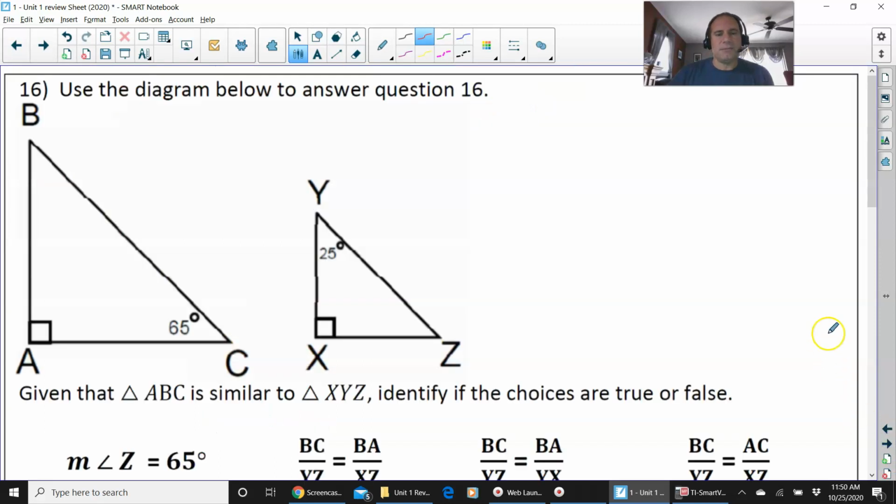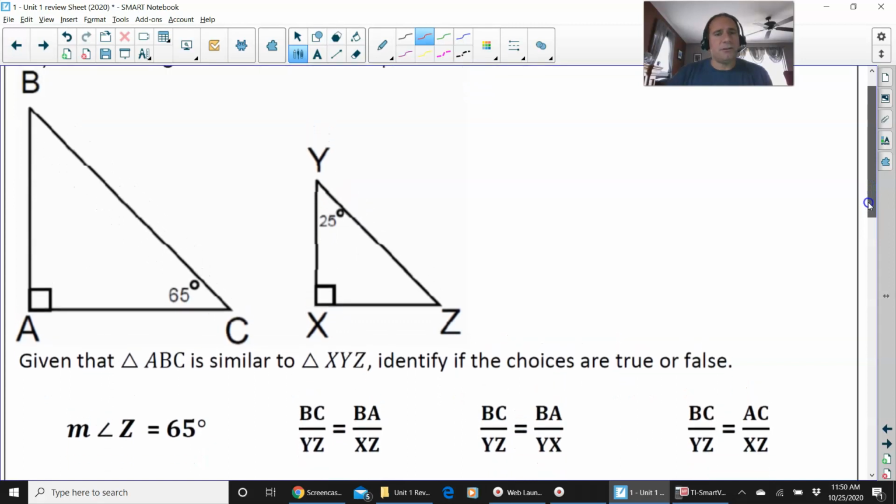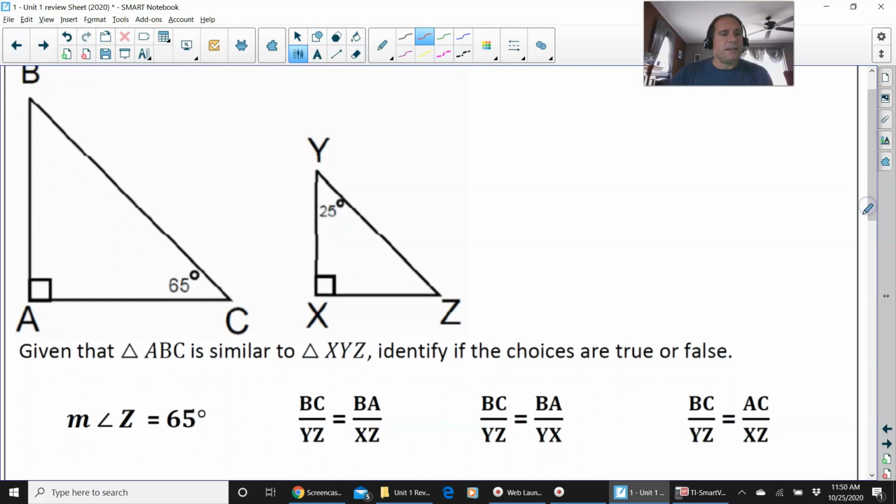We're going to go on to number 16. Use the diagram below to answer this question. Given that triangle ABC is similar, by the way, similar is a little squiggly line like that, similar to XYZ, which is this triangle, identify if the choices are true or false. Let's go through. The measure of angle Z is 65 degrees.